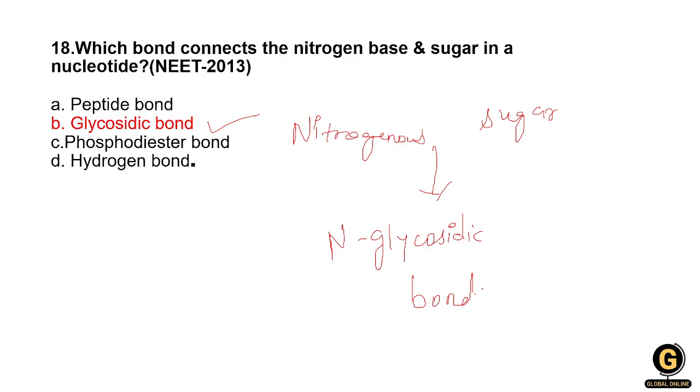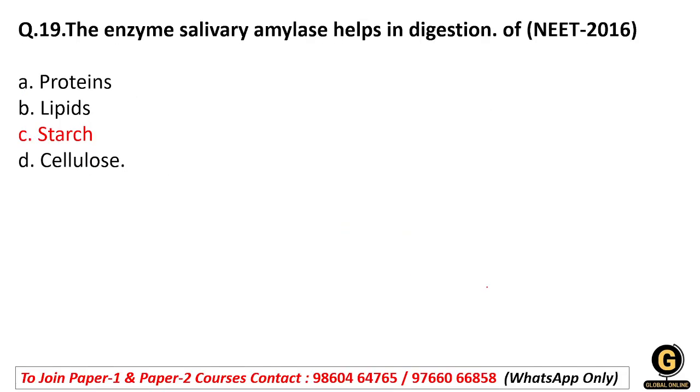Moving forward to the next question, the enzyme salivary amylase helps in digestion of. काय करतो salivary amylase? काय काम आहे? See students, the options are proteins, lipids, starch and cellulose. So the right answer is starch. Yes, salivary amylase begins the breakdown of starch into maltose in the mouth.